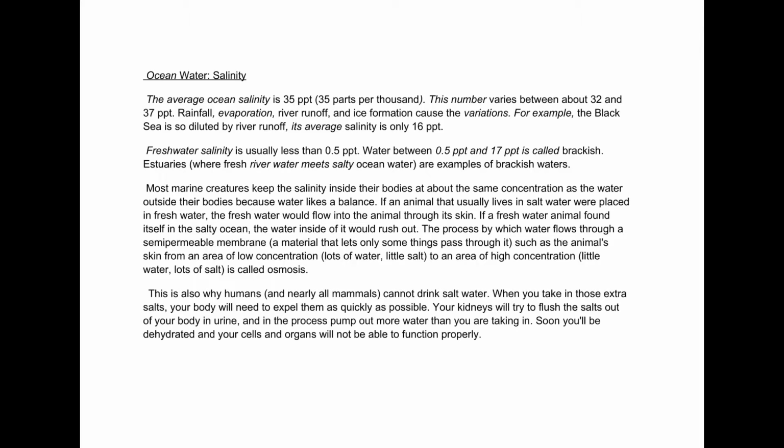For example, the Black Sea is so diluted by river runoff. Its average salinity is only 16 ppt. Freshwater salinity is usually less than 0.5 ppt. Water between 0.5 ppt and 17 ppt is called brackish. Estuaries, where fresh river water meets salty ocean water, are examples of brackish waters.